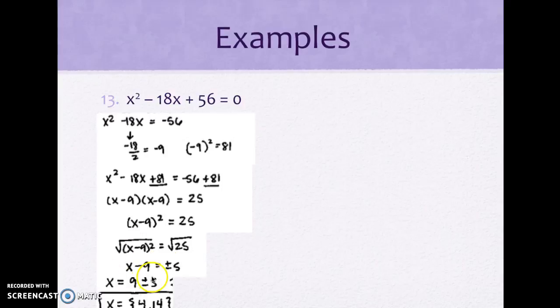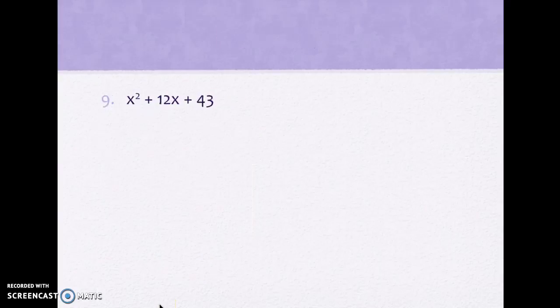Now we go ahead and solve. We're going to add 9 to both sides to solve for x. So x equals 9 plus or minus 5. Now to solve for x itself, we have 2 different cases where we take 9 plus 5 and 9 minus 5. So 9 plus 5 equals 14. 9 minus 5 equals 4, and there's our solution. x equals 4 and 14.